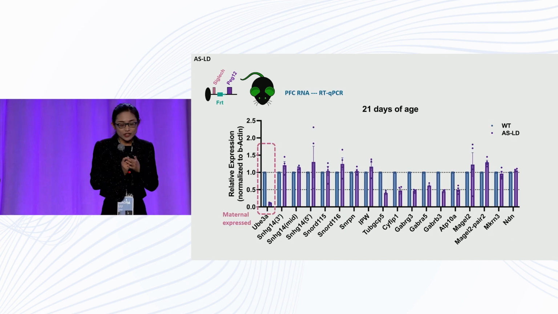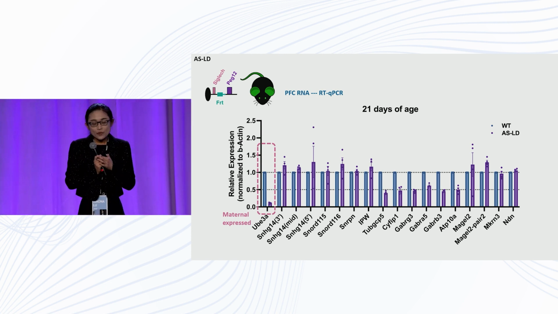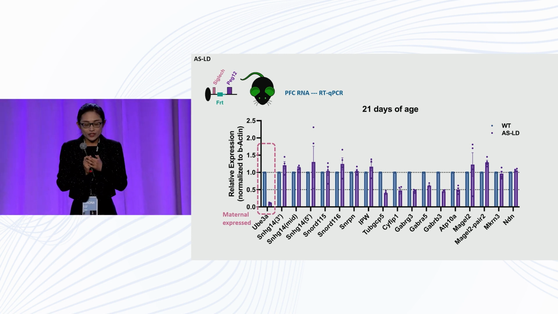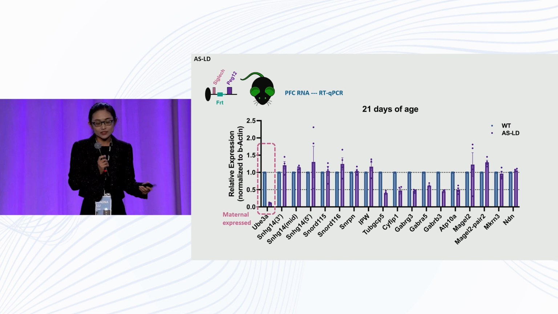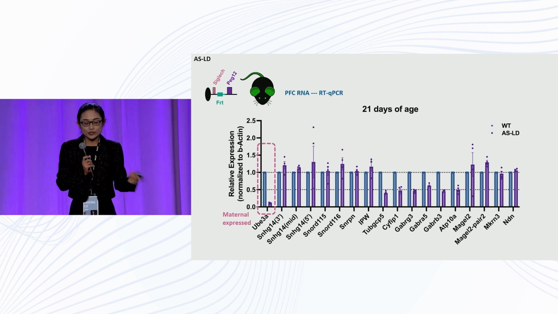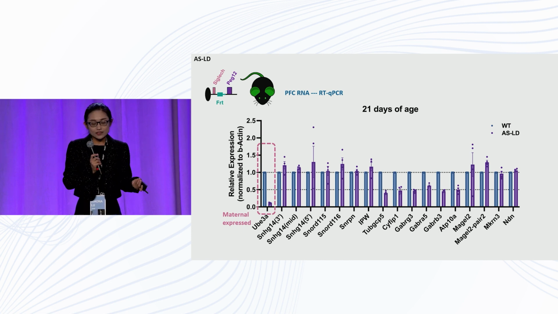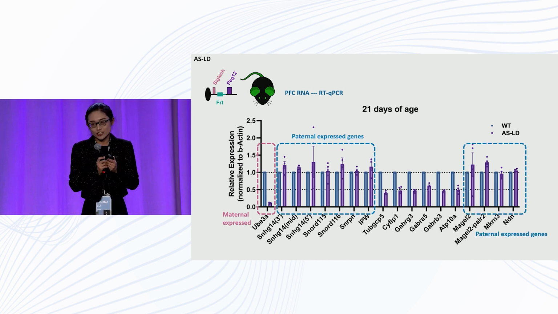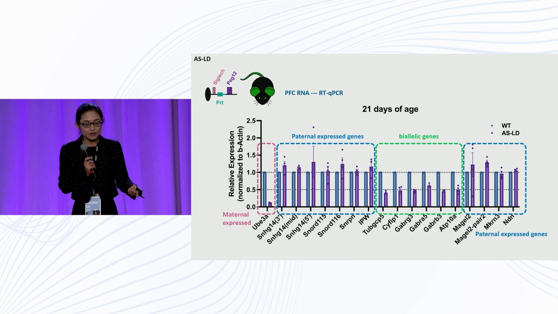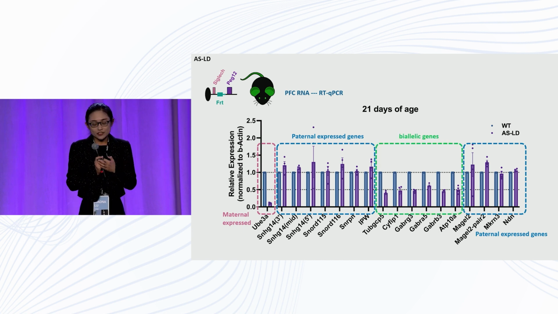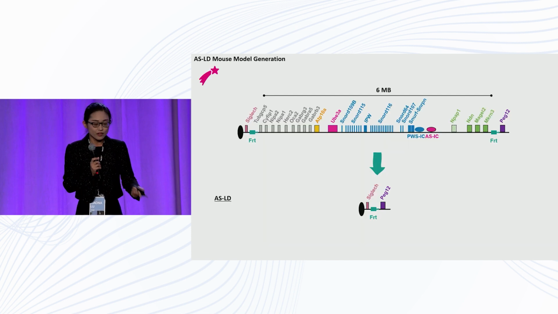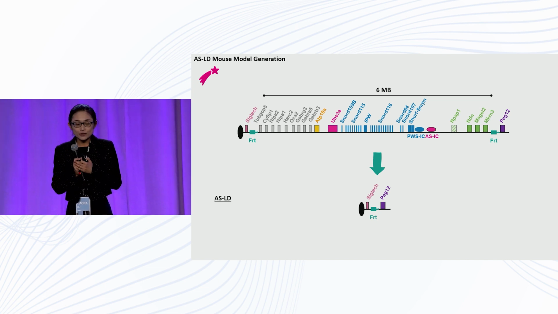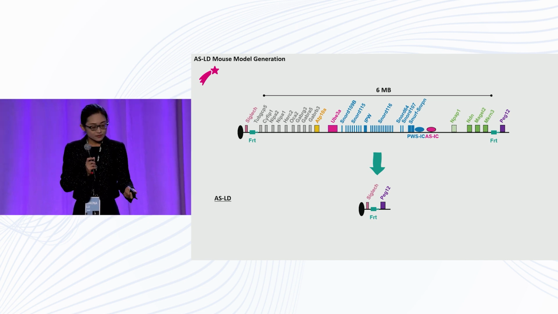Then we did RT-qPCR using mouse brain tissue. We observed that the expression level of UBE3A, which is only maternally expressed in the neurons, is remarkably reduced because of paternal suppression. The non-neuronal cells still have a little bit of UBE3A expressed. The expression level of paternally expressed genes is not impacted by our large deletion, and the biallelic genes are expressed at half in the large deletion mice compared to wild type, which is expected. Then we conclude the large deletion mouse model is successfully generated.